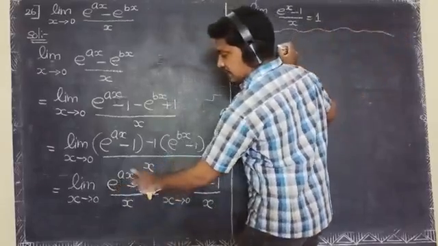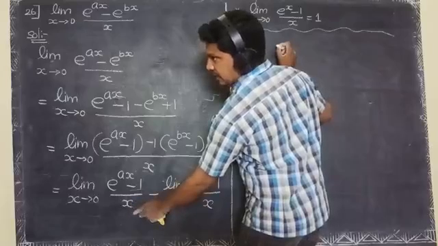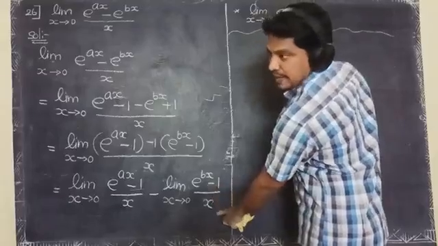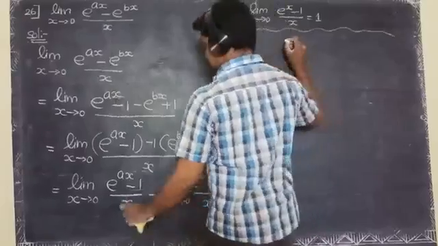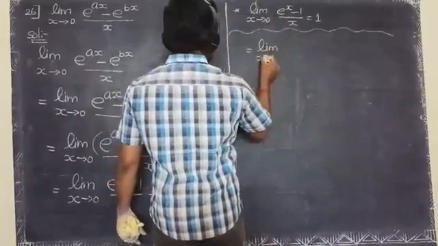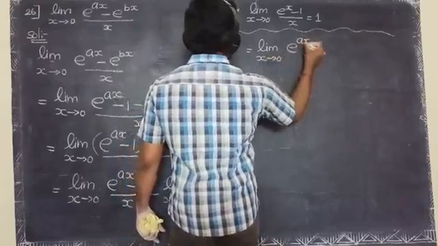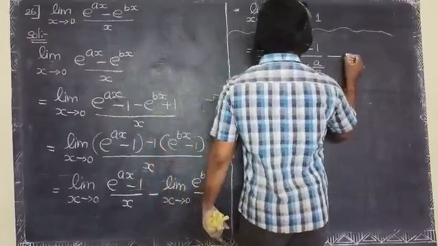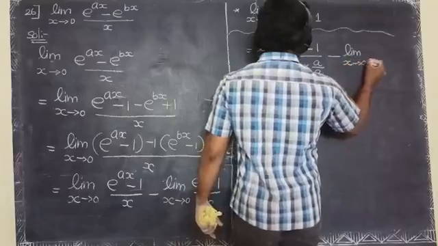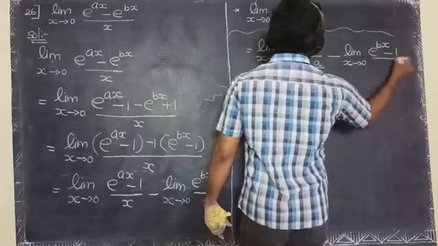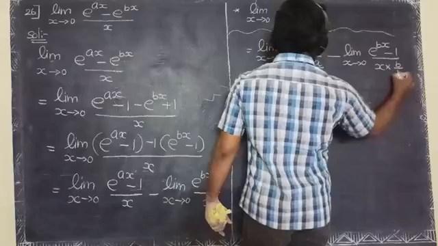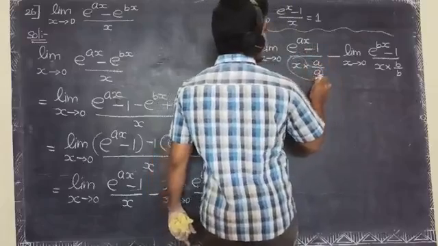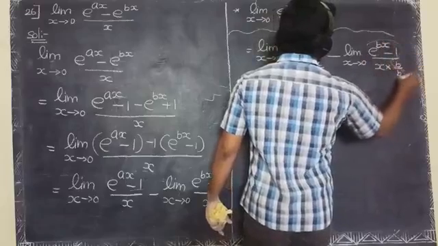Similarly, here e^(ax) means multiply and divide by a in the denominator of the first term. In the second term, multiply and divide by b in the denominator. That is limit x approaches 0 of (e^(ax) minus 1) divided by x, multiplied and divided by a in the first term, minus limit x approaches 0 of (e^(bx) minus 1) divided by x, multiplied and divided by b in the second term. Grouping the functions: (e^(ax) minus 1) divided by x by a, (e^(bx) minus 1) divided by x by b.